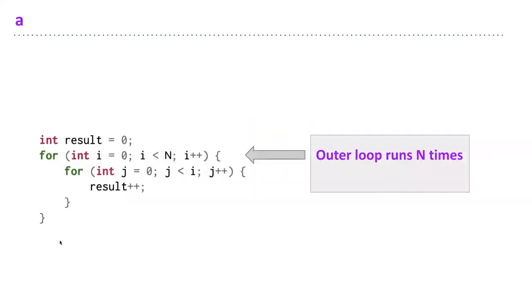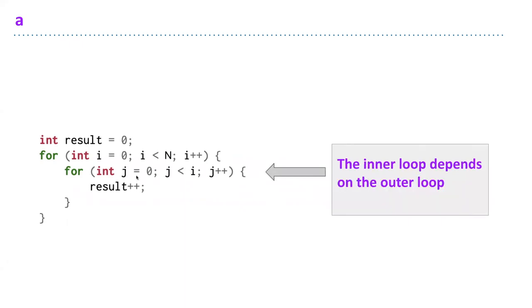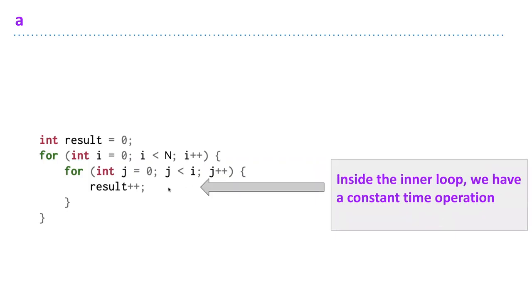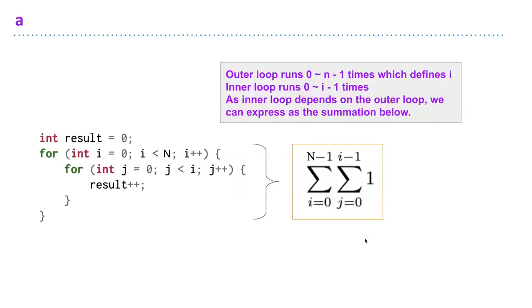The first kind of function that we're looking at is this nested for loop. So we see that our outer for loop runs from 0 to n, and our inner for loop runs from 0 to i, where i is the iterator for our outer for loop. So our inner loop depends on our outer loop. Inside our inner loop, we have this constant time operation.